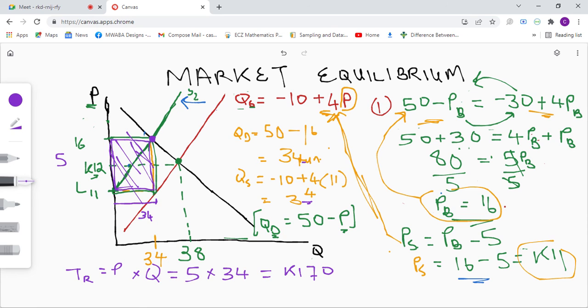So we've seen the effect of a tax on our graph, right? It makes the supply curve shift upwards to the left. It decreases the quantity. And it makes the equilibrium point move upwards here.